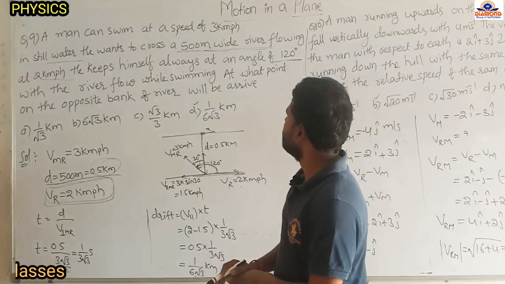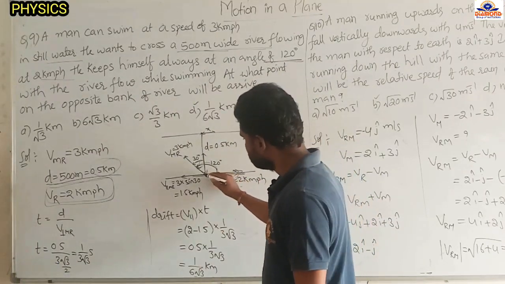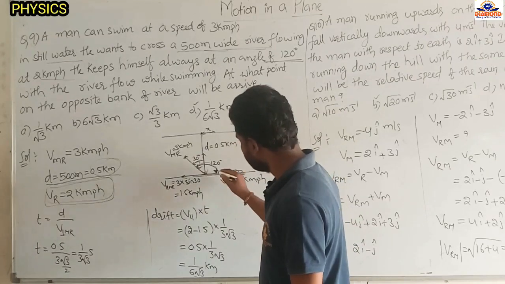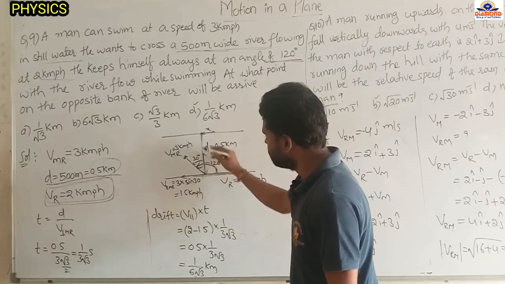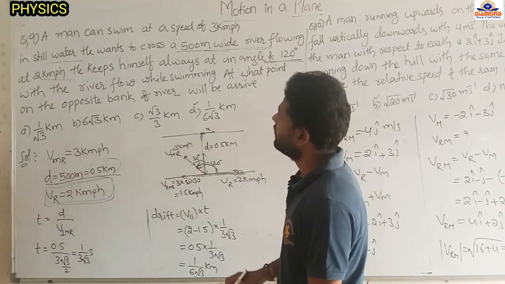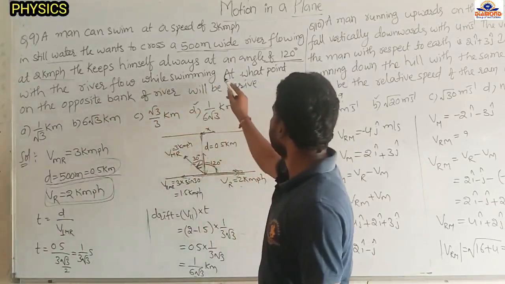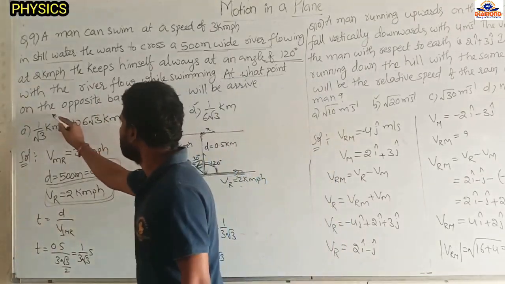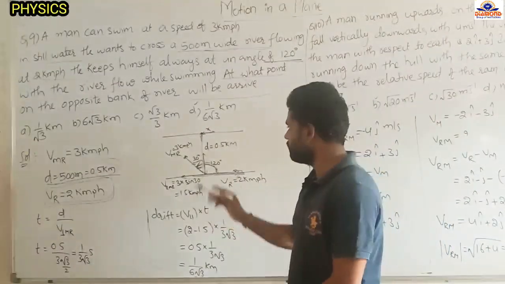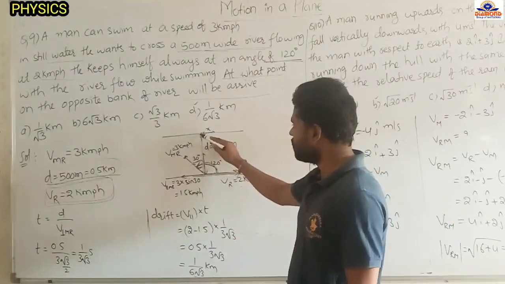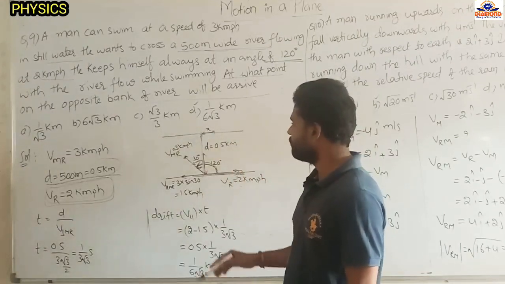He keeps himself always at an angle of 120 degrees with the river flow while swimming. This is the river flow, and this is the velocity of the man with respect to the river. The angle made is 120 degrees, so with the vertical it makes an angle of 30 degrees. At what point on the opposite bank of the river will he arrive? This is the exact opposite point. From this point, at what distance will he reach? This we have to find.